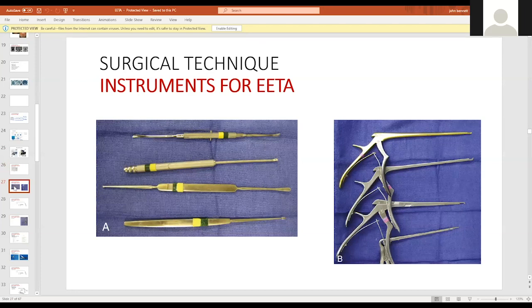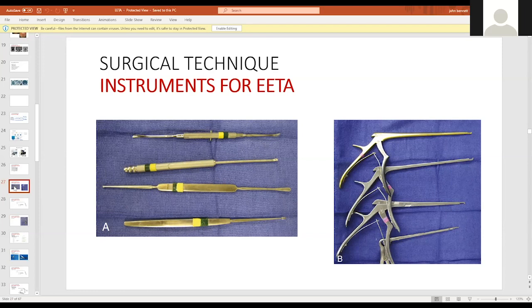But now we go to the main instrument that you need to know. Those are the elevators that, for me, are a masterpiece instrument that you need to have for your approach. Here, picture A is a different type of elevator. You use those elevators to dissect away the mucosa. I will show you the step, but this is really important that you will use it a lot. If you don't have this, basically, you cannot perform the approach.